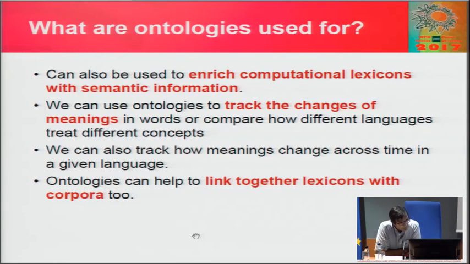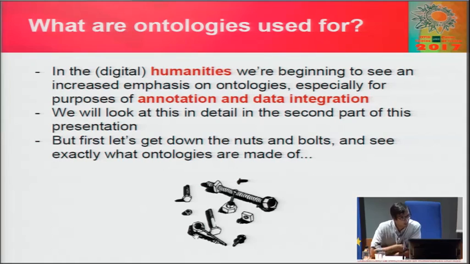This is something that I myself am working on. It's the use of ontologies to enrich computational lexicons with semantic information. For example, we can use ontologies to track the changes of meanings in words, or compare how different languages treat different concepts. And ontologies can also help to link lexicons together with corpora as well. But I'm not really going to talk about this. But it's something that I myself am actually working on in Pisa.